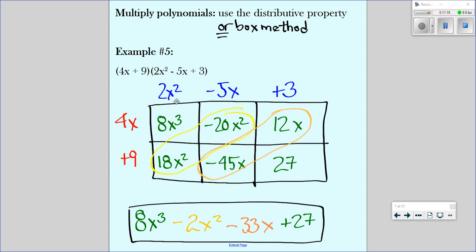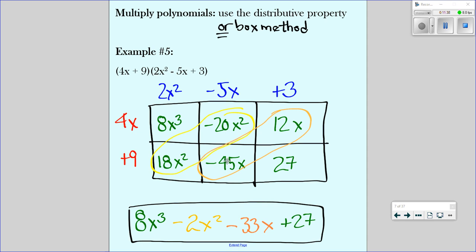So notice how I have those two terms, 2x squared and 4x, give me 8x to the third, same base, add the exponents, and I did that for the rest of them. So where the negative 5x, I just go straight down, go to the row where positive 9 is, give me negative 45x, and I do that for the rest of them.